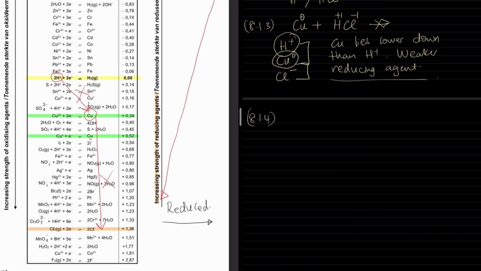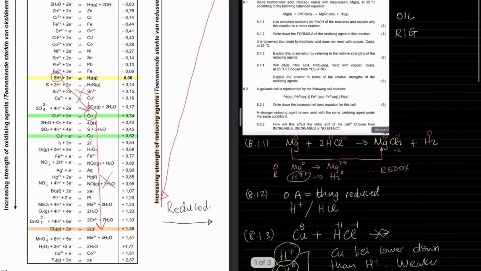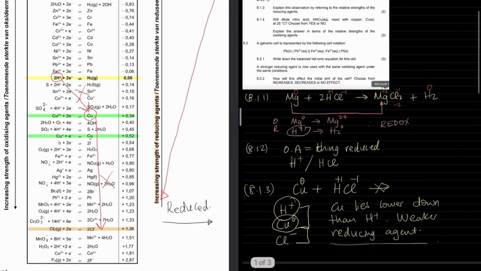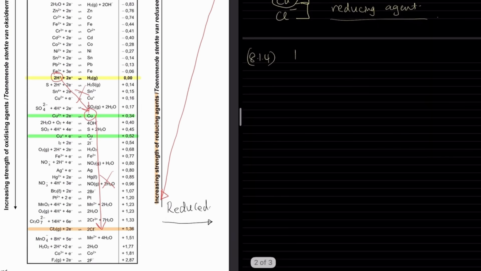Now, 8.1.4 says, will dilute nitric acid react with copper? So nitric acid is HNO3. Will it react with copper? That is the question. Will there be a reaction? So again, let's look at the species. So H plus, then you have copper 0, and then you have NO3 minus.